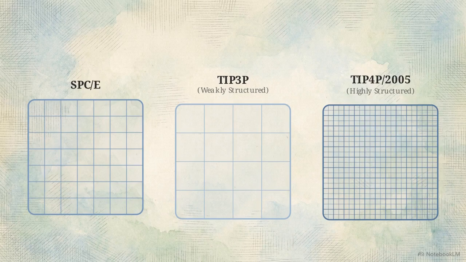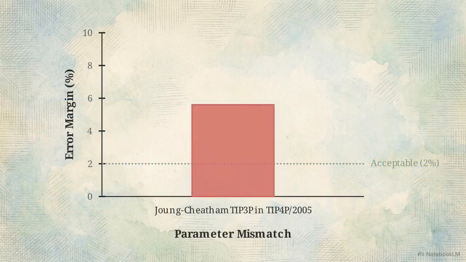Ion parameters are acutely sensitive to the specific water model you choose. A common error occurs when developers mix ion parameters optimized for a weakly structured water model like TIP3P and deploy them in a highly structured model like TIP4P/2005. Because the electrostatic topology of the new water model differs, the ions fail to solvate correctly. The individual ion hydration-free energy error margin skyrockets to 8%, corrupting the solvent shell.